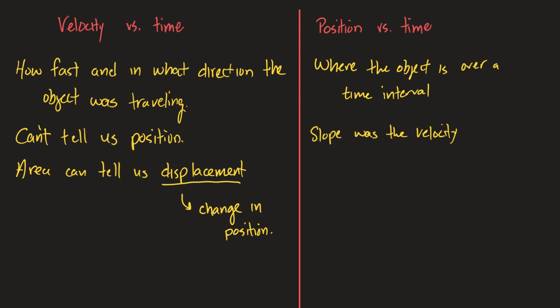Now there's more information to put in this chart. This is just to get us started, but this is all you need to do what we have here. All of the rules still apply. None of these rules are different. For example, on a position versus time graph, the slope is the velocity.